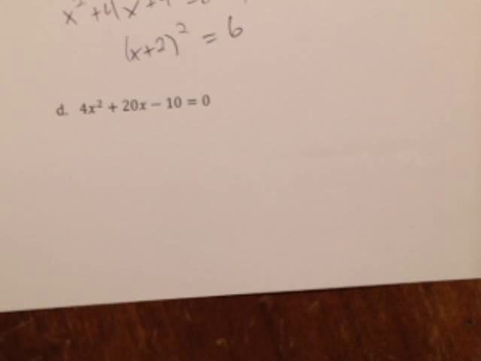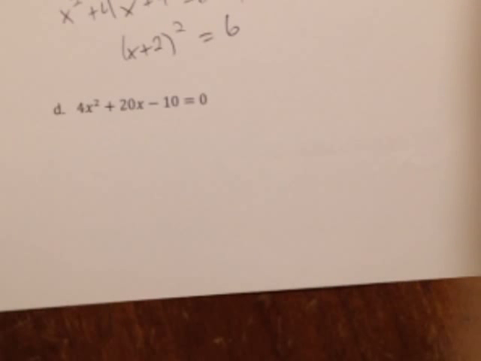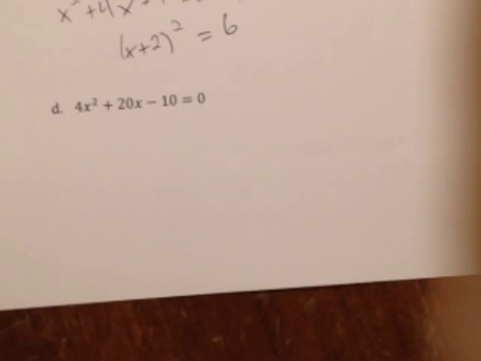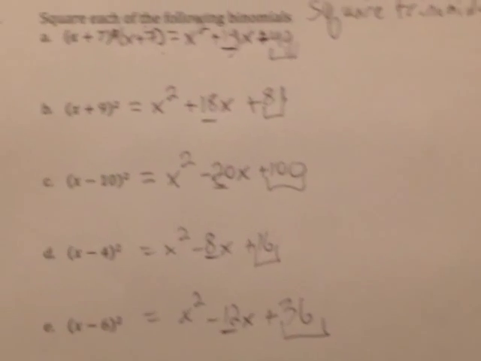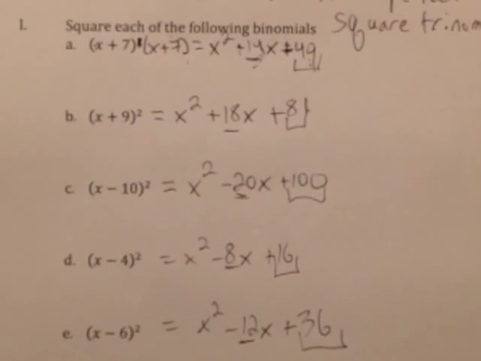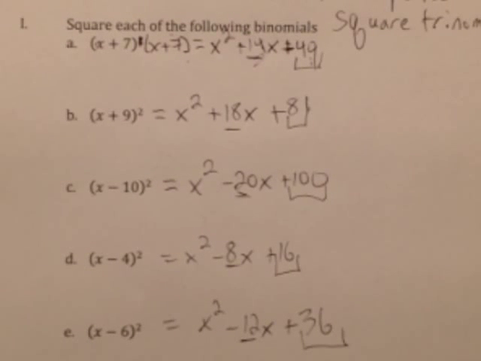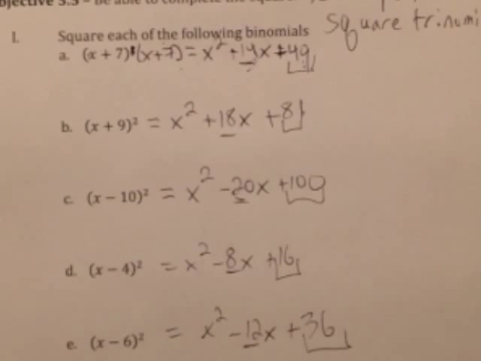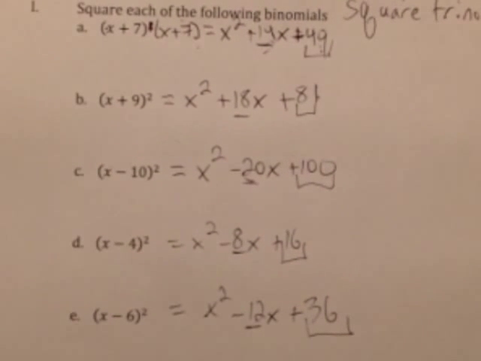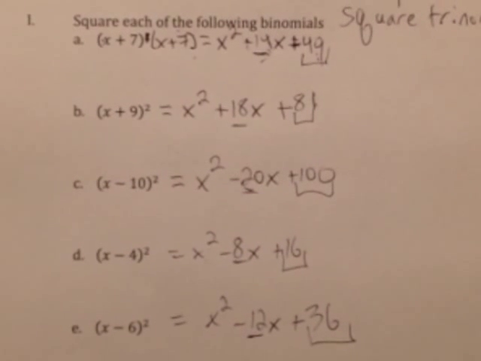For D, why is this example vastly different? Pause and think about it. Hopefully what you notice is that there's a number here. If we go back and look at what we were doing when we were completing the square, the thing to really keep in mind is that we were only looking at stuff that had just a regular old x squared at the beginning. That's all we were looking at.